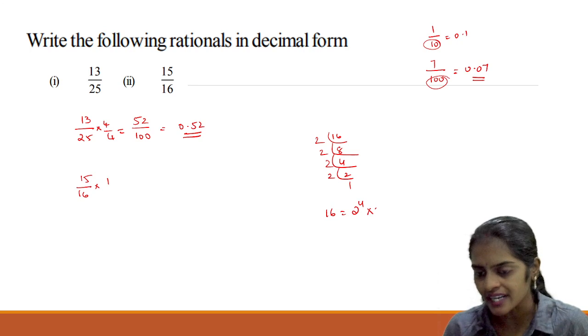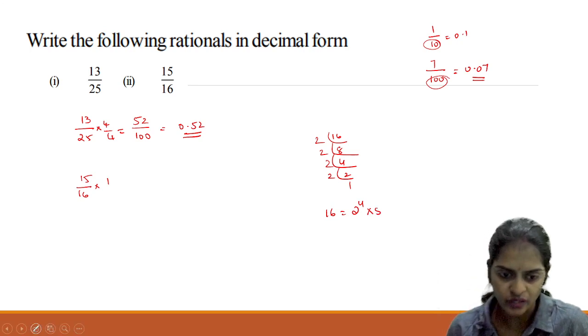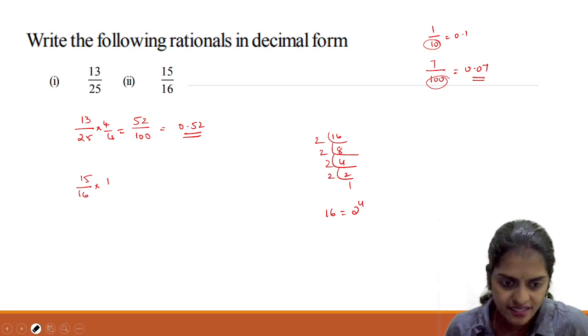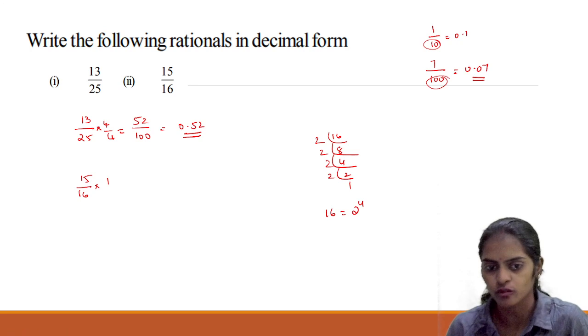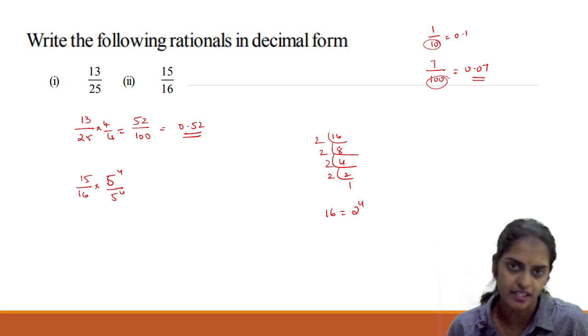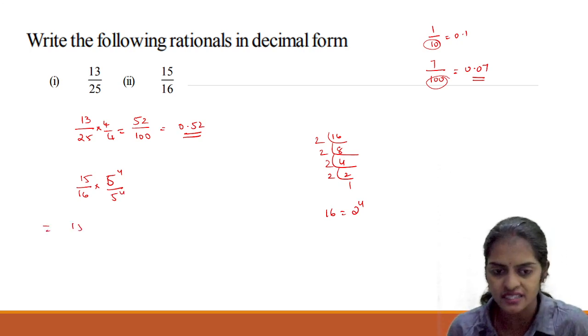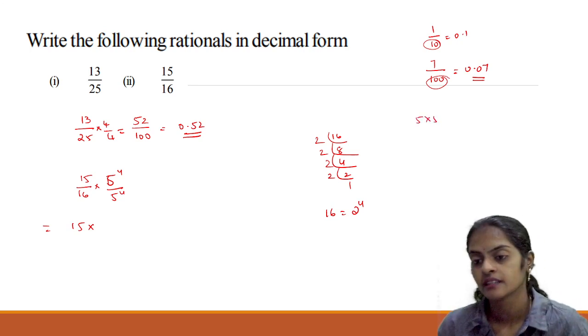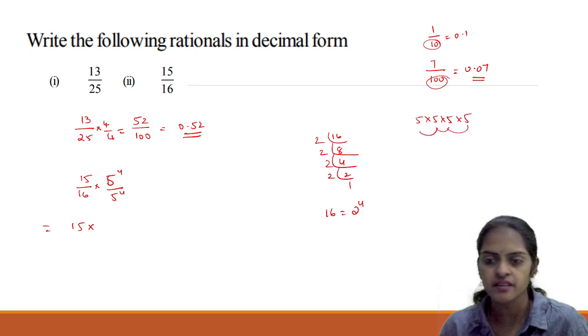So let us also write 5 power 4. We have prime factors; to see what is the power of 2, it is 2 power 4. So now let us write 5 power 4, multiply and divide with 5 power 4. So what does it give you? 15 into what is 5 power 4? 5 5 is 25, 25 5 is 125, 125 5 is 625.